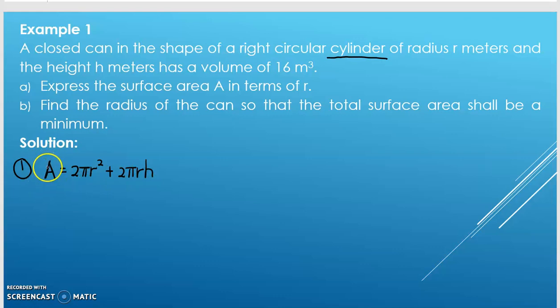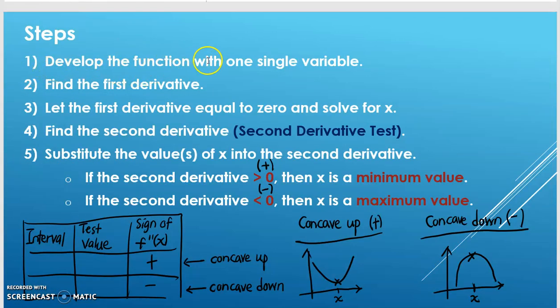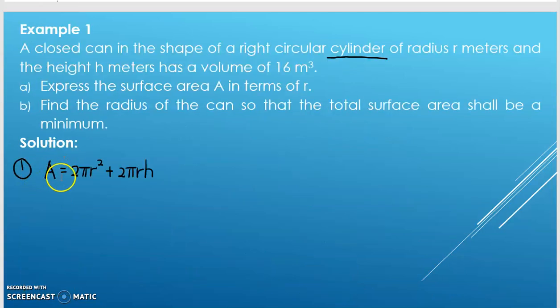But at the same time, if you still remember, in our first step we develop the function with one single variable. You can see that in this example the area has two variables: one is r, the radius, another one is h. That means we need to replace the h. Why? Because we are asked to express the surface area A in terms of r. So h has to be replaced. Next, how are we going to replace it? By using the information given.